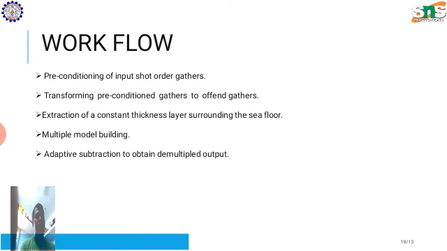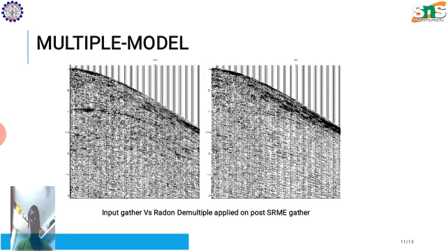Next is the workflow: preconditioning of the input shot order gathers. Next, transforming the preconditioned gathers to offset gathers. Next, extraction of a constant thickness layer surrounding the sea floor. Next, multiple model building. Next, adaptive subtraction to obtain the demultipled output. This is the workflow. The multiple model diagram is also given.